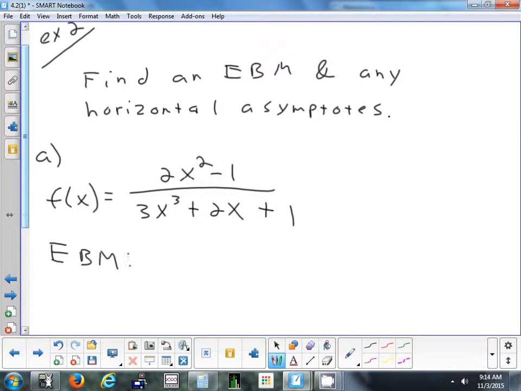Cheryl, what's the highest degree term in the top? 2x squared. We don't care about that minus 1. Minusing 1 doesn't even make a difference, not if x is a million. What's the difference? It's so small. And then in the bottom, Cameron, what's my highest degree term in the bottom? 3x cubed.